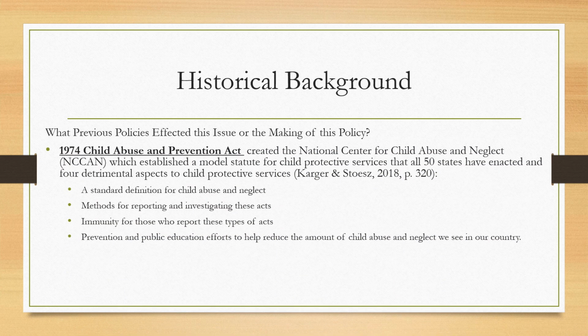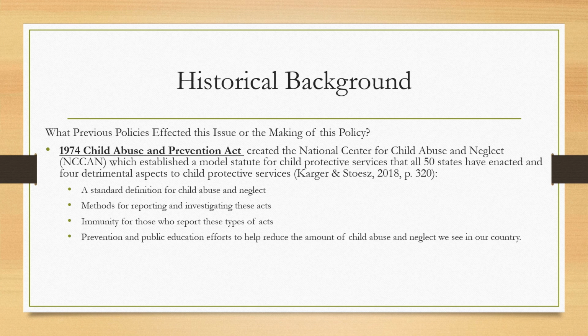The first one that really jumped out to me was the 1974 Child Abuse and Prevention Act. This act created the National Center for Child Abuse and Neglect, or the NCCAN, which established a model statute for child protective services that all 50 states have enacted. Four detrimental aspects of child protective services were addressed through this: first, a standard definition for child abuse and neglect; second, methods for reporting and investigating these acts; third, immunity for those who report these types of acts; and fourth, prevention and public education efforts to help reduce the amount of child abuse and neglect we see in our country.